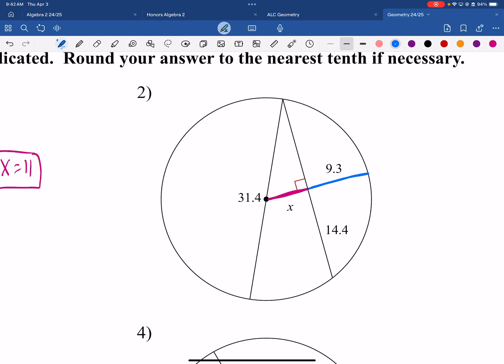Well, they give me the diameter. It tells me that the diameter is 31.4. How do you find the radius given the diameter? Divide by 2. So my first step with this is I'm going to take 31.4 and divide that by 2.